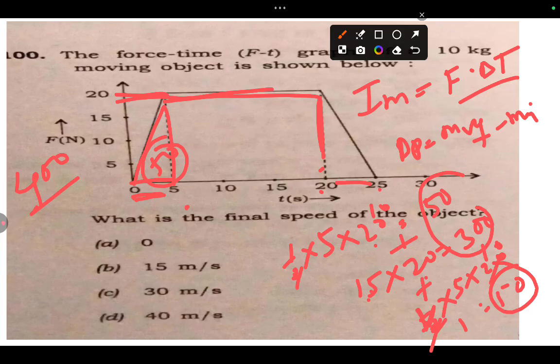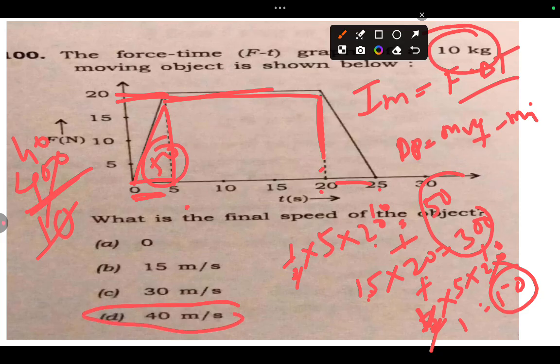So now what do we have to find? The object is moving, and we have to find the final speed. Now, the total area we got is about 400. You have to divide by the mass. So 400 by 10, you will get the speed, which is 40. So that is the answer: 40 meter per second. Okay, clear?